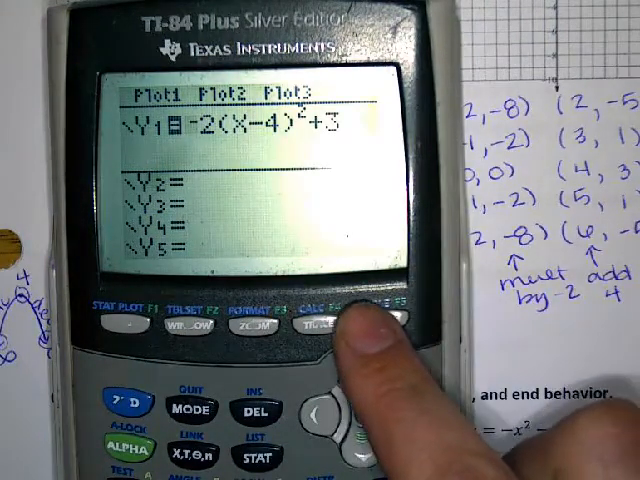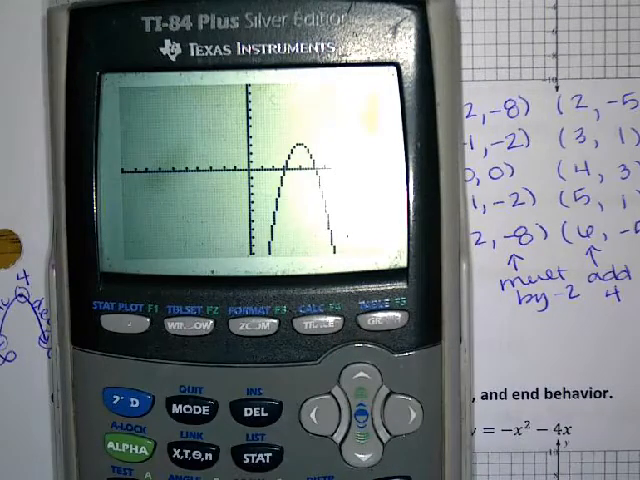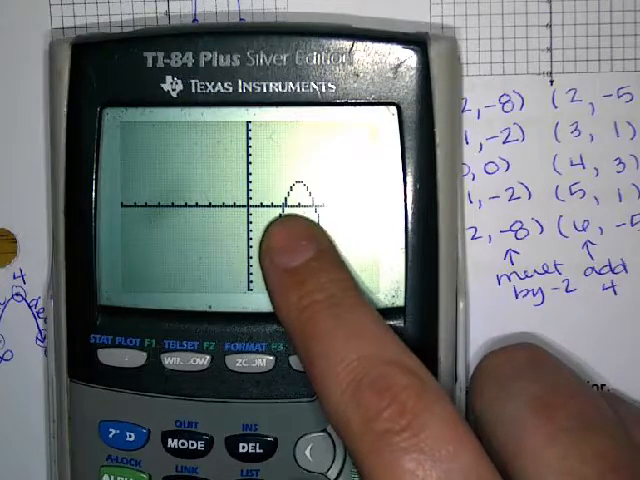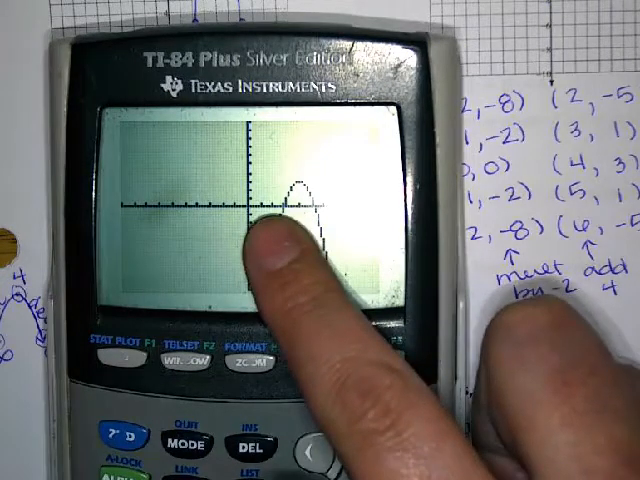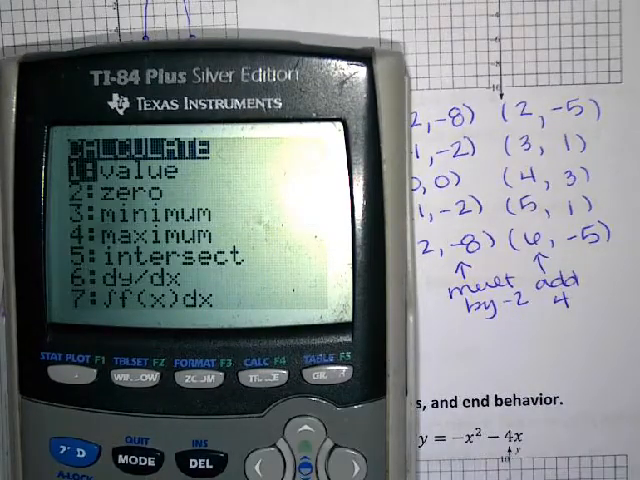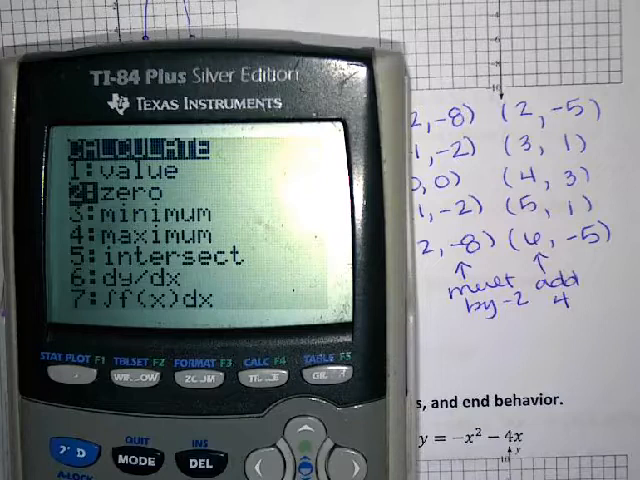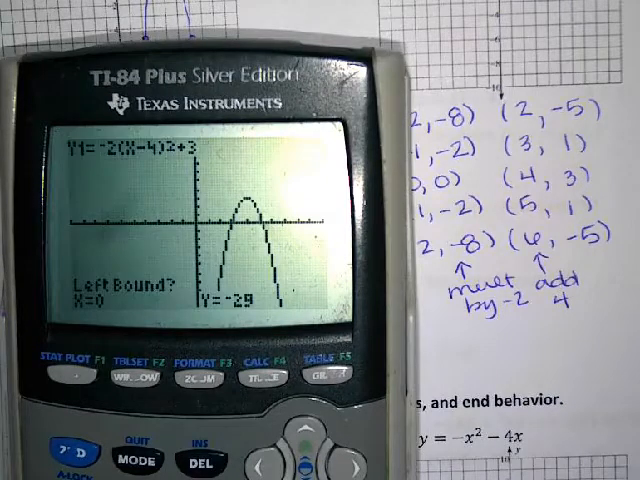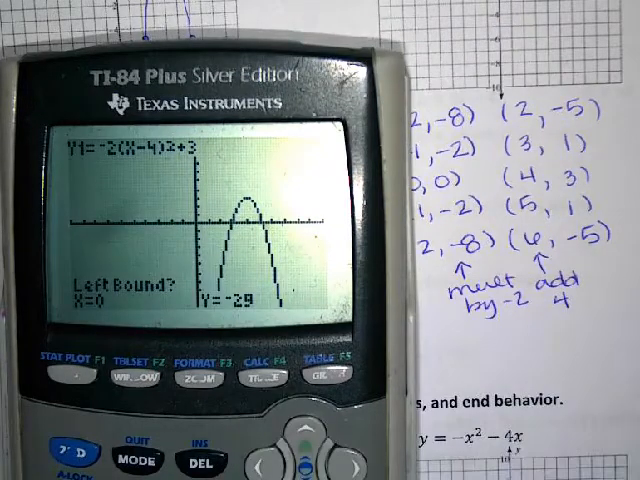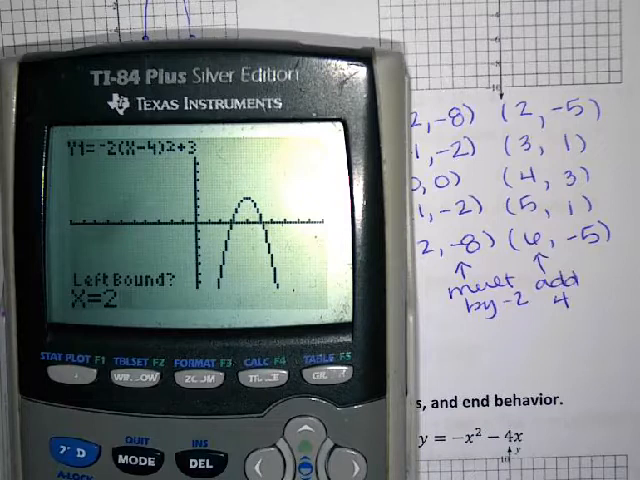All right. The first x-intercept looks like it's near the 3. I'm going to look for it between 2 and 4, so I'm going to say second trace, option number 2. It looks like it's to the right of 3, but I'm not positive. So I'm going to use 2 for the left bound and 4 for the right bound.